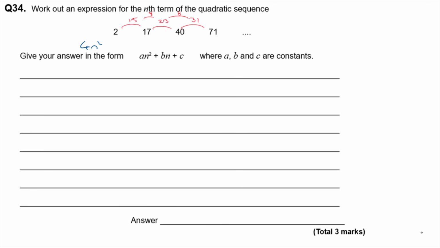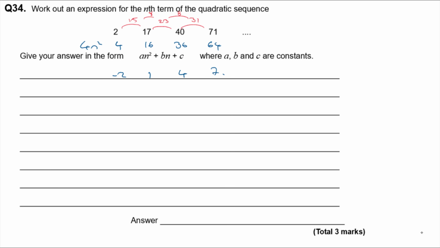So 4n squared: when n is 1, 1 squared times 4 is 4. When n is 2, n squared is 4, times 4 is 16. When n is 3, I get 9 times 4, which is 36. And when n is 4, I get 16 times 4, which is 64. Then subtracting, 2 subtract 4 is minus 2. 17 subtract 16 is 1. 40 subtract 36 is 4. And 71 subtract 64 is 7.